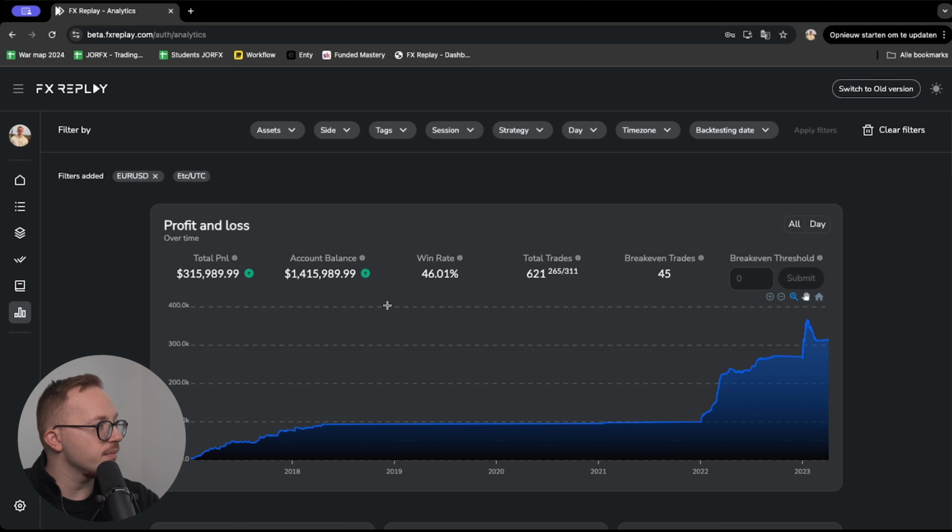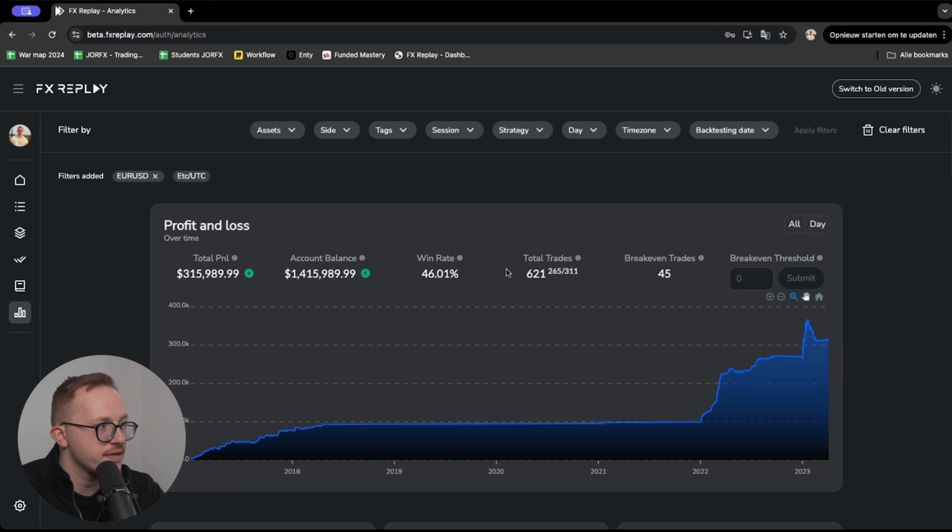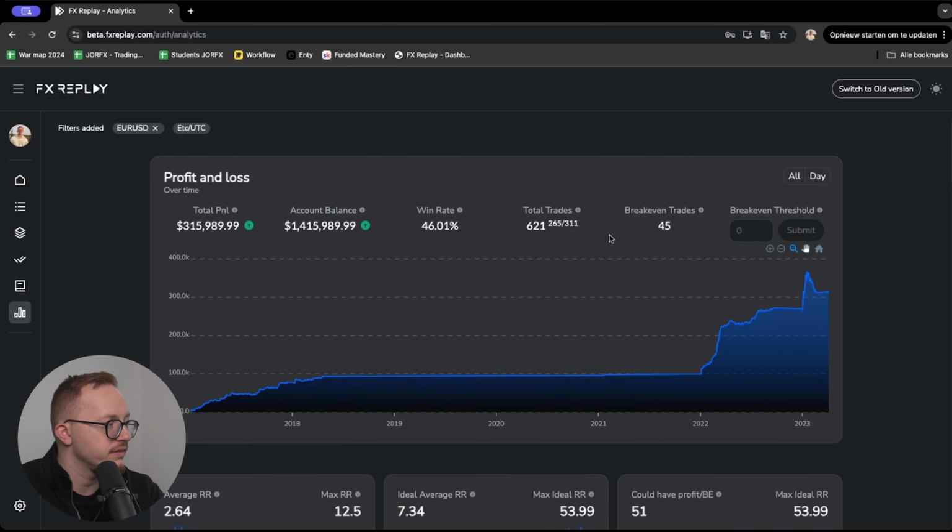So that's also the reason behind this. Normally I think it would be around maybe 400k account balance and then P&L, but I think it is something that I still have to fix properly if I want to use this tab as well. Then win rate 46%, total trades 621 trades, break even trade 45.